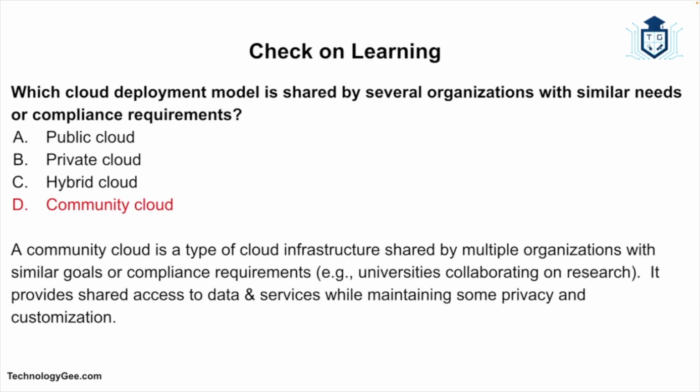And the correct answer is this is a community cloud. So a community cloud is a type of cloud infrastructure shared by multiple organizations with similar goals or compliance requirements, like universities that are collaborating on research. It provides shared access to data and services while maintaining some privacy and customization.